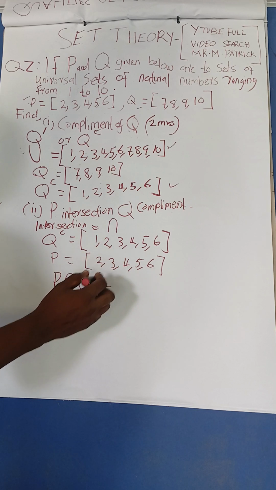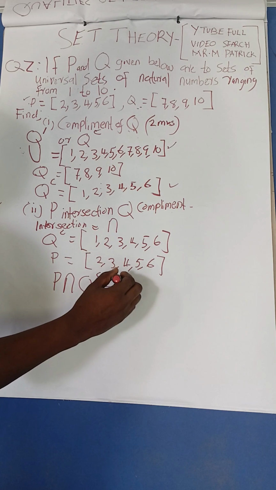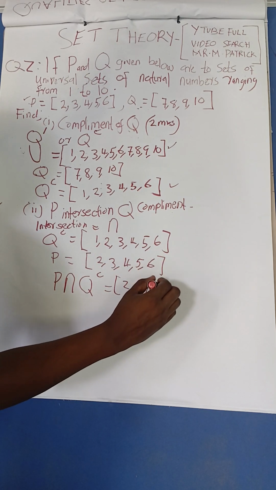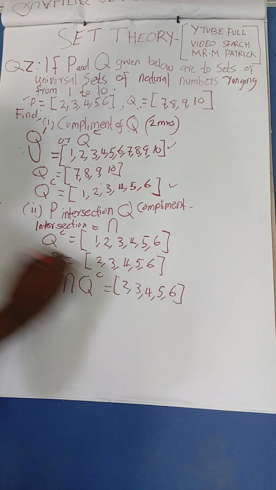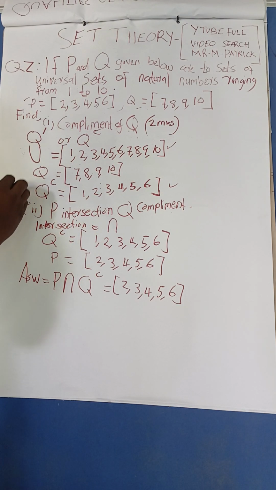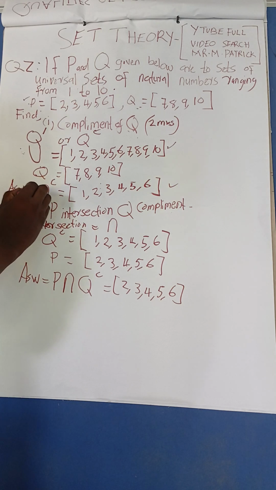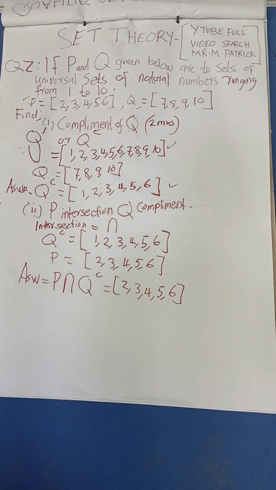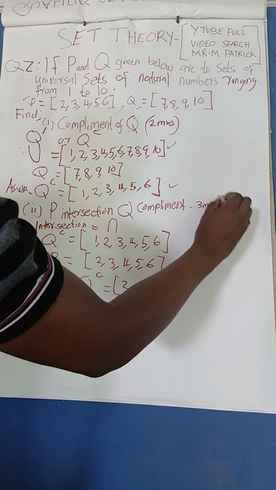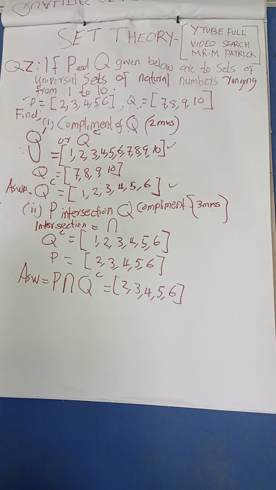Now, those elements that are here and here, you can see 2 here is here. So I will have 2 there. Here I have 3. I have 4. I have 5. Then I have 6. So that is my answer. Very good. So P intersection Q complement is given that way. Very easy. Good. And you score your 3 marks. That is always, in case anything to do with the complement, we will always give you 3 marks. Good. We proceed.